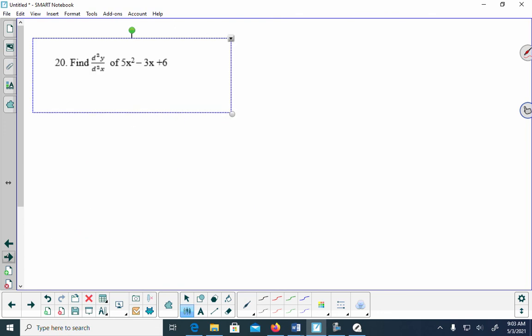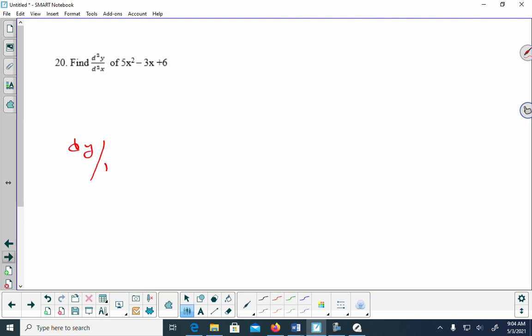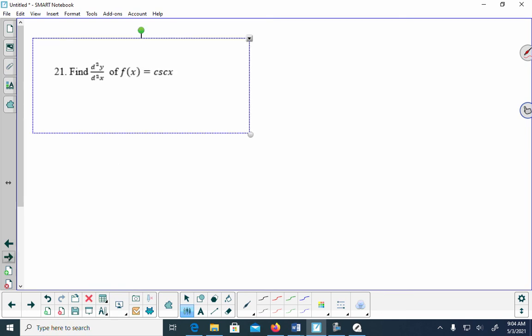Number 20, this is asking me to find the second derivative, so I'm going to first find the first derivative, and I guess I should use the same notation that they're using. So I'm going to find dy dx, which would be the first derivative, so that's going to be 10x minus 3. That wasn't hard. Now to find the second derivative, I'm going to take the derivative of this and end up with 10. And that's it, I'm done. It's literally that simple until you get to the trig.